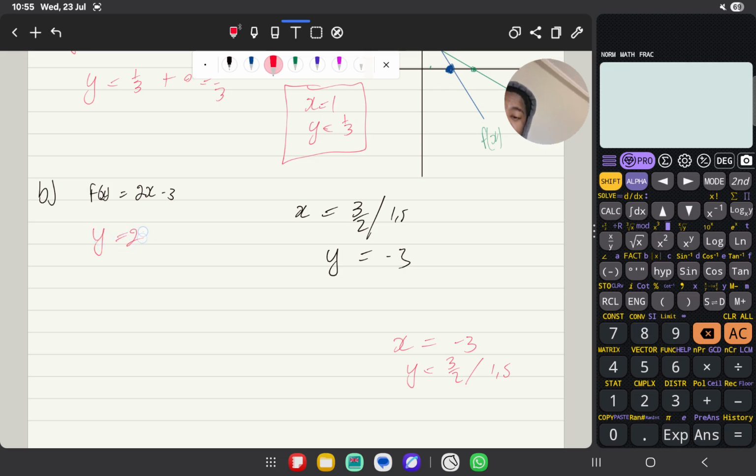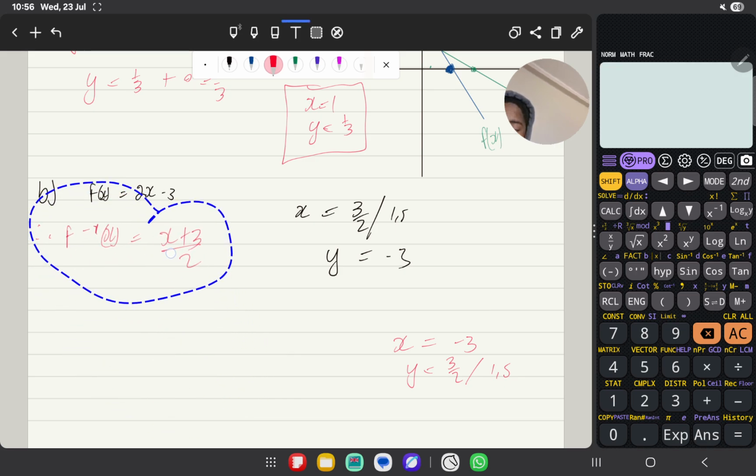You have y equals 2x minus 3. X is the subject of the formula. You have 2x equals y plus 3, divide by 2, so we get y plus 3 all over 2, right? So with this being said, you can say therefore f inverse of x is x plus 3 divided by 2, right? Now after all this is done, you find your intercepts to properly plot this one.